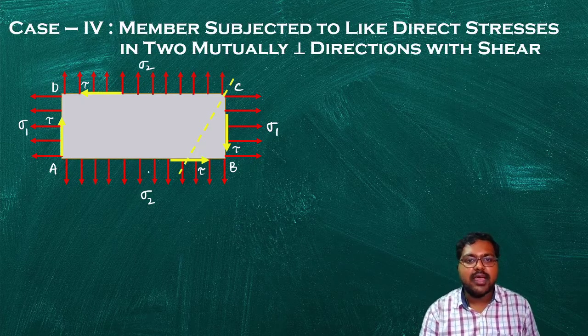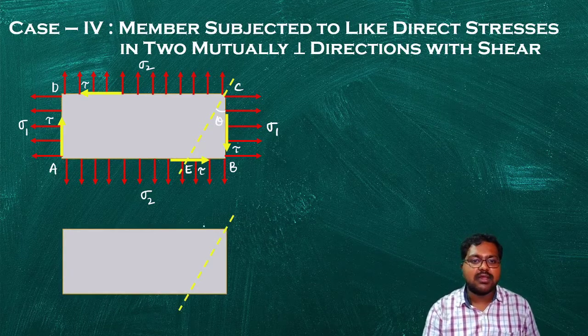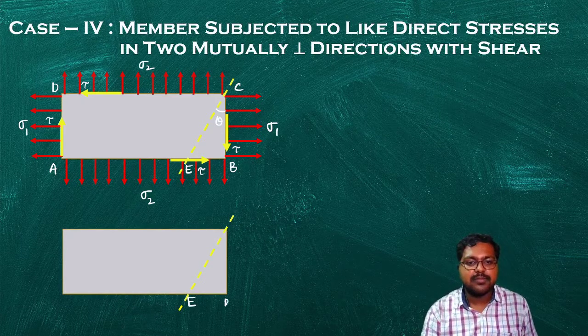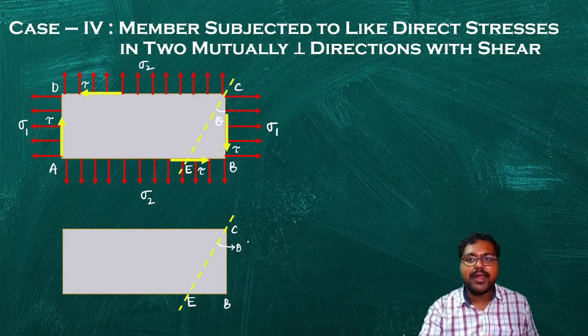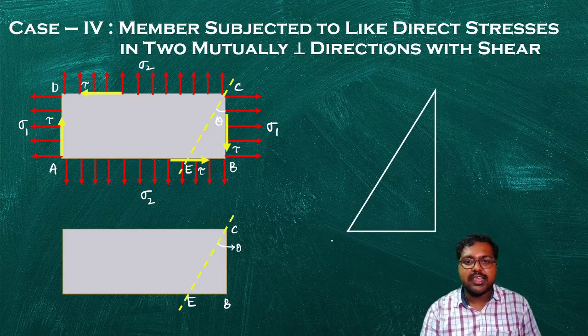I considered an oblique section which is passing through C and touching AB at E, and it is making an angle theta with the section BC. Now if I see this figure, here we got EBC, and it is making an angle theta here. If we elaborate it, the section EBC is a triangle.